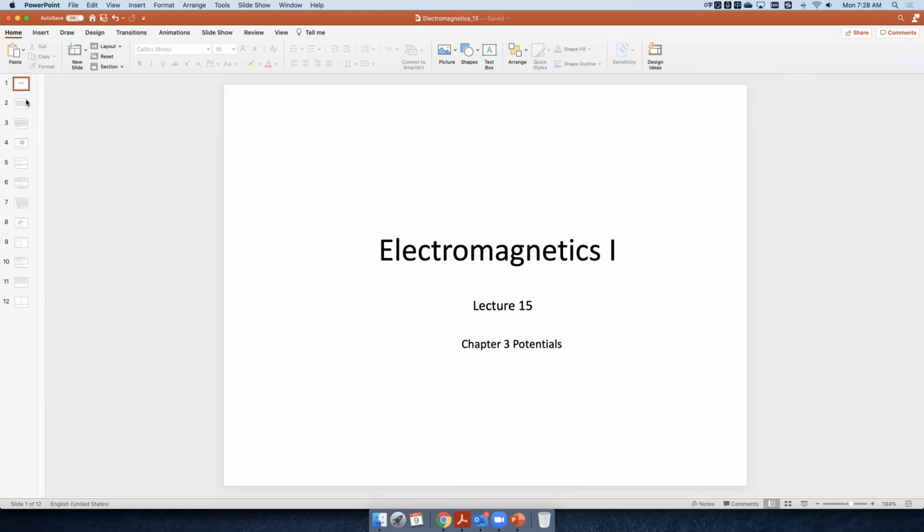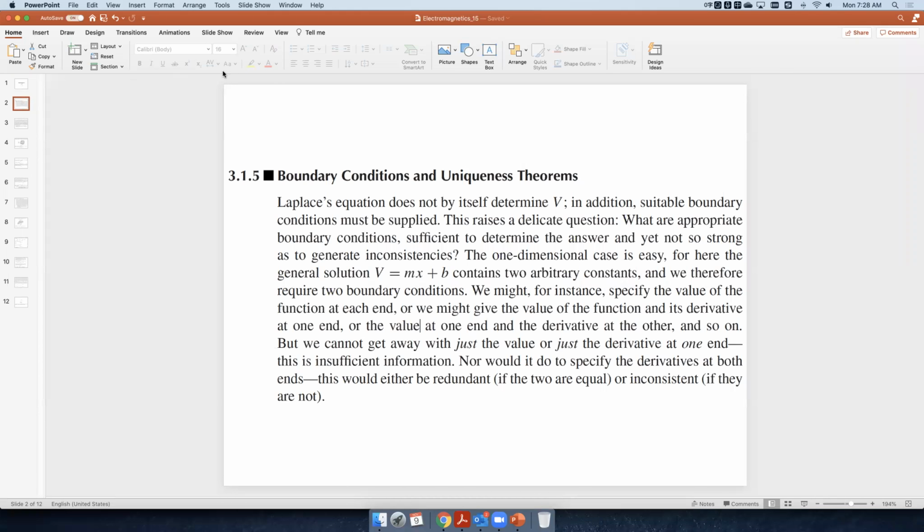Because the boundary condition can help, actually, it's necessary to solve the Laplace equation. And another thing we're going to talk about is the uniqueness theorem. The Laplace equation doesn't by itself determine the potential V. In addition, suitable boundary conditions must be supplied. So you have to use boundary conditions to solve the Laplace equation.